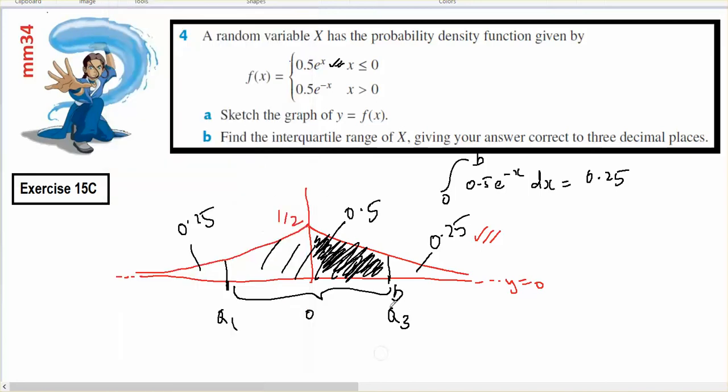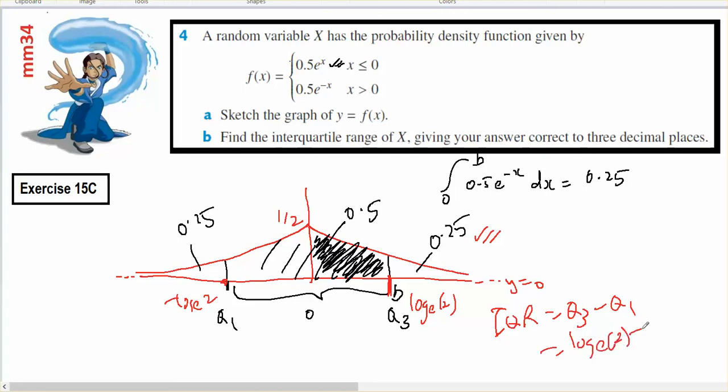Therefore, this here is log base e of 2, which means this here is negative log base e of 2, which means that the interquartile range, which is Q3 minus Q1, is log base e of 2 minus negative log base e of 2, which is 2 log base e of 2, and that's the interquartile range.